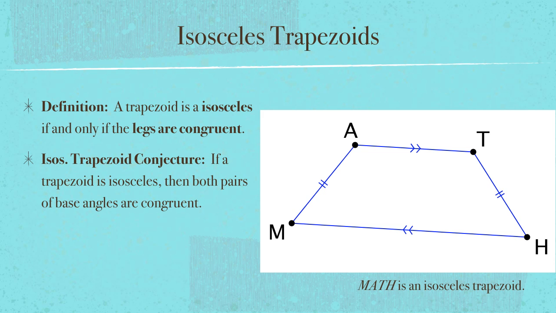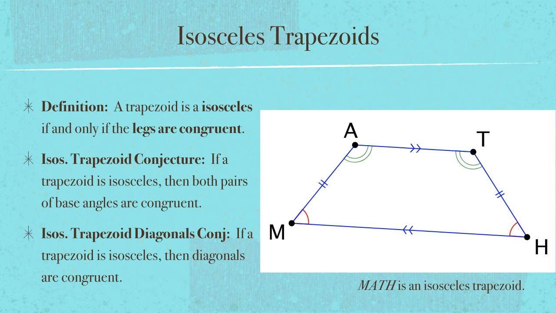The first conjecture we had, the isosceles trapezoid conjecture, says that both pairs of base angles are congruent to each other. So in other words, angle M and angle H are congruent. Angle A and angle T are congruent. The other conjecture that you should have in your notes is the isosceles trapezoid diagonals conjecture. And that says that the diagonals of an isosceles trapezoid are congruent in length.